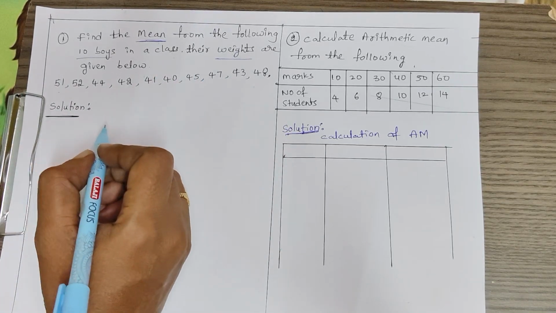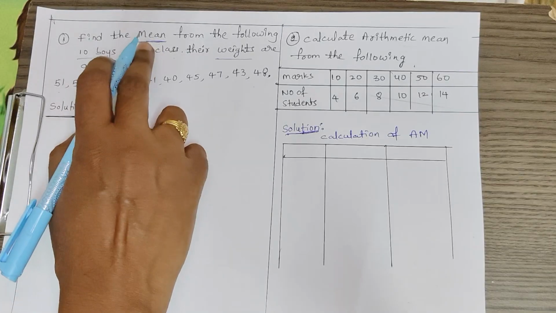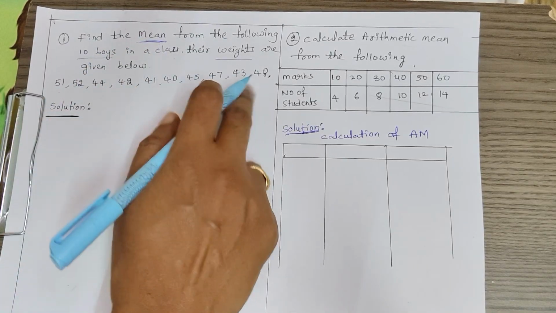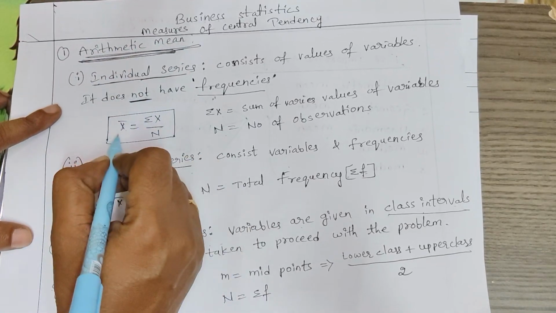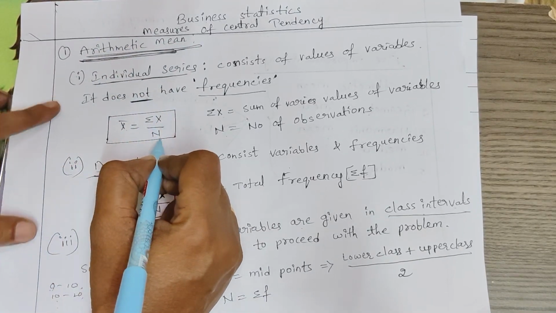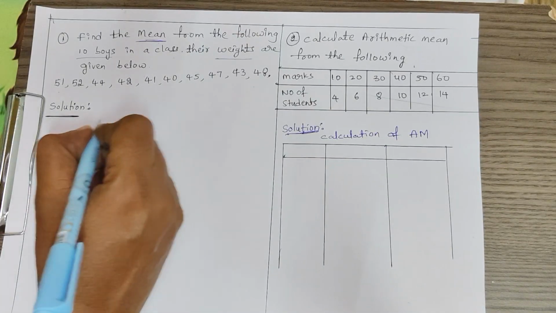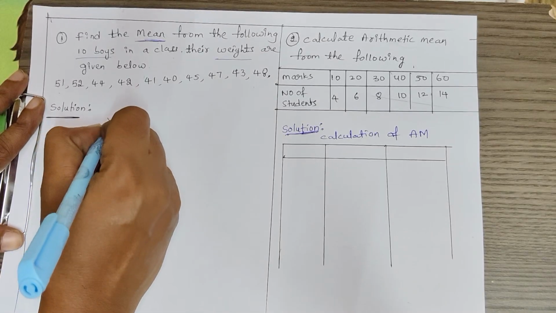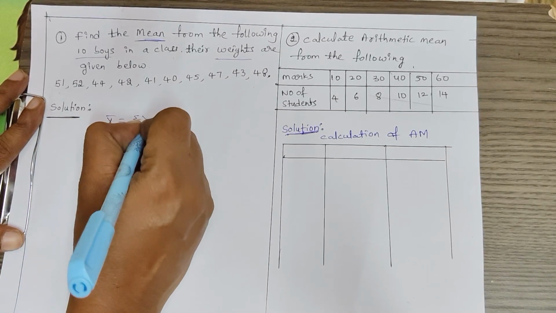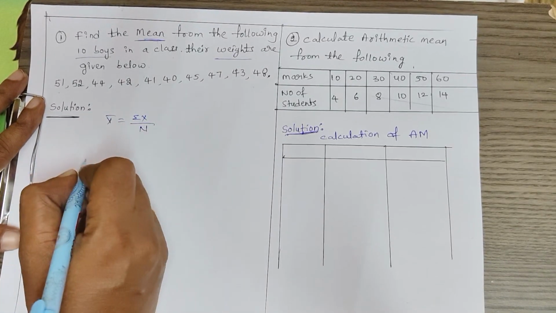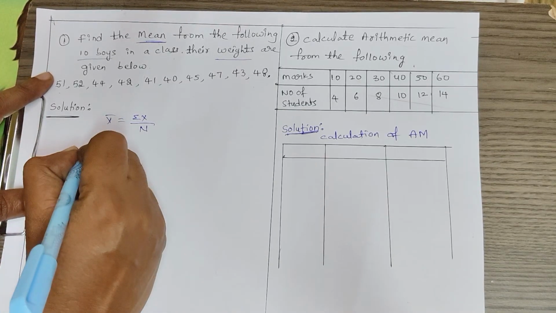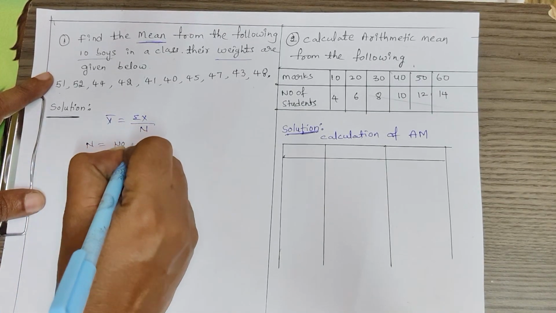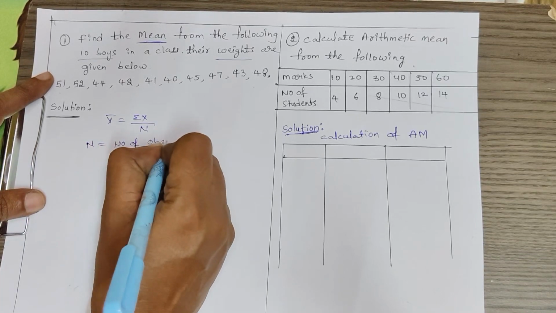If it is an individual series, what is the formula? Here we need to find the mean in an individual series. X bar is equal to summation of x divided by n. In an individual series, n is equal to the number of observations.